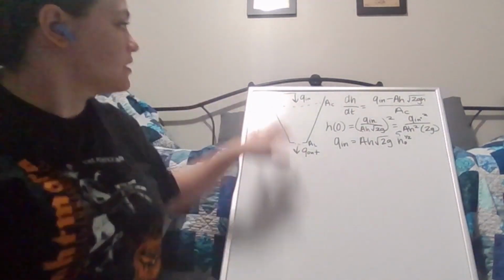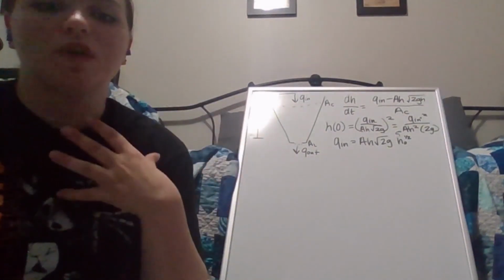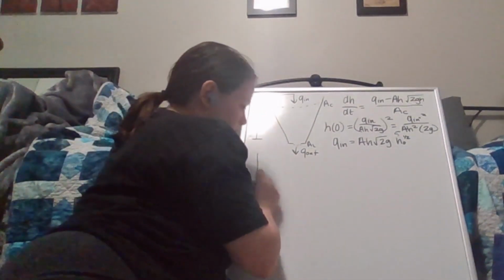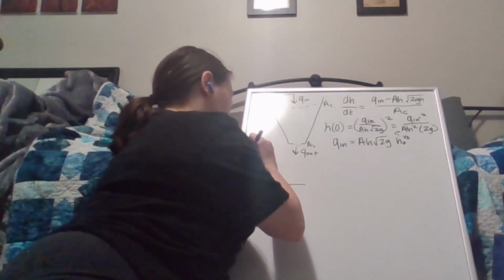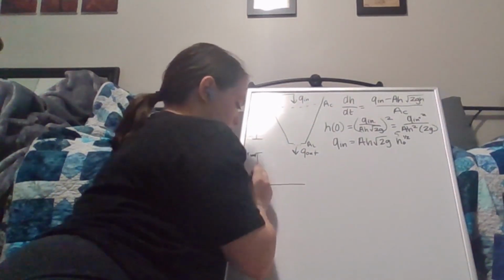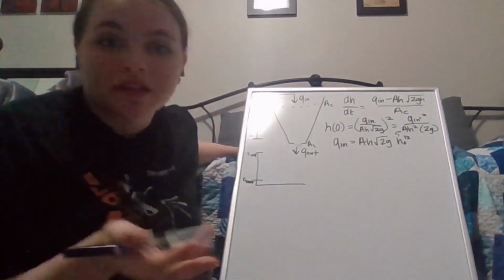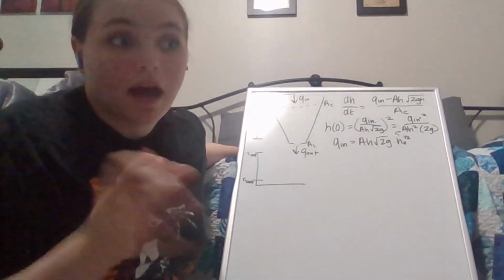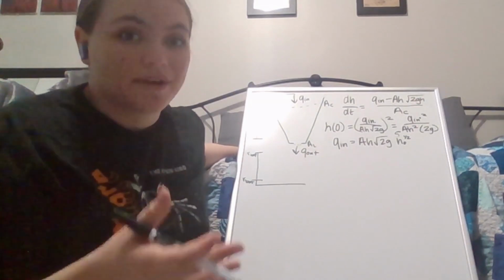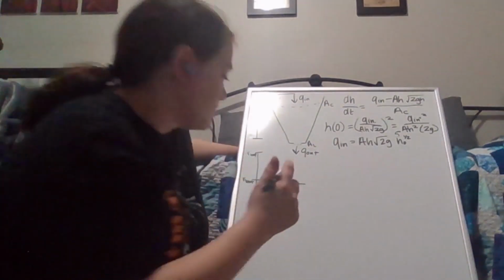So now we have two different radiuses, right? We have a radius at the top and a radius at the bottom. When we look at the height, let's make a little graph. We have our radius at the top, and we have our radius at the bottom, because the radius at the bottom isn't zero, and the height at the bottom isn't zero, because there is some variation.